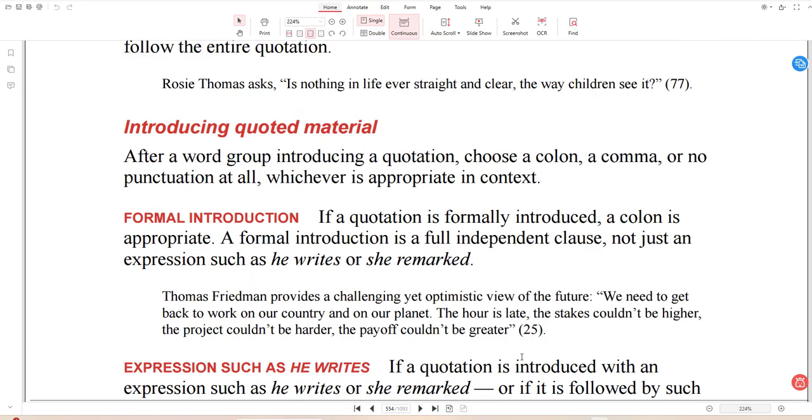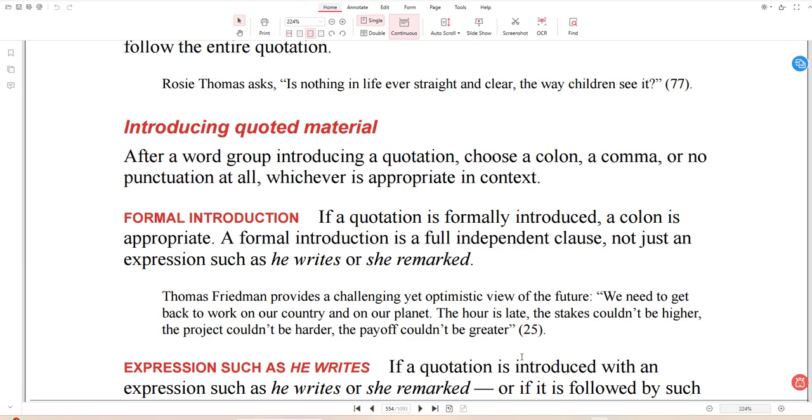So, introducing quoted material. After a word group introducing a quotation, choose a colon, a comma, or no punctuation at all, whichever is appropriate. If a quotation is formally introduced, a colon is appropriate. A formal introduction is a full independent clause, not just an expression such as he writes or she remarked.